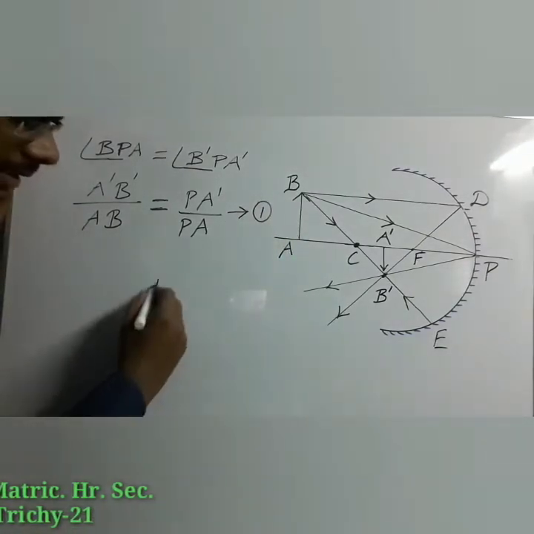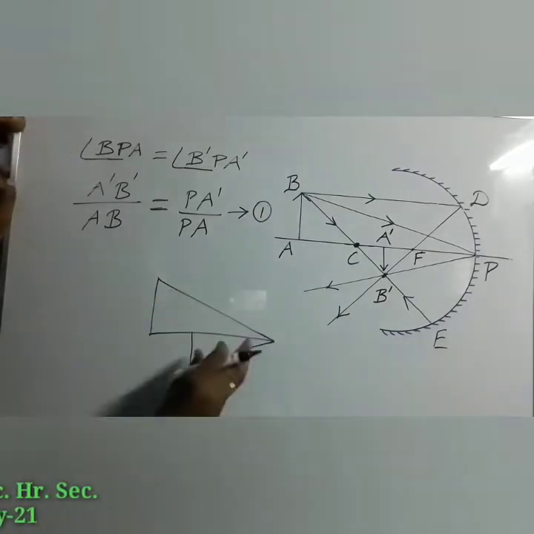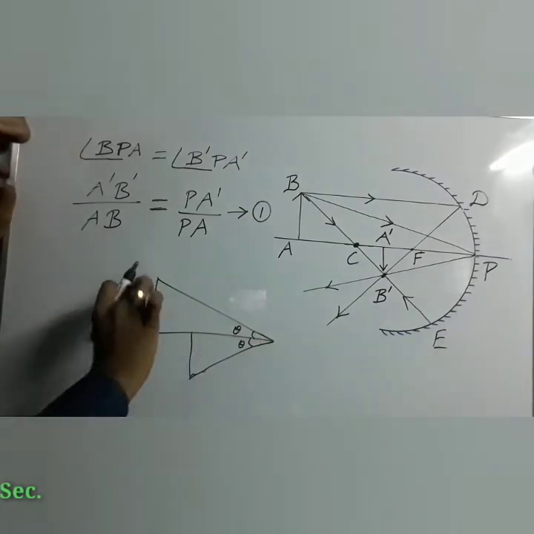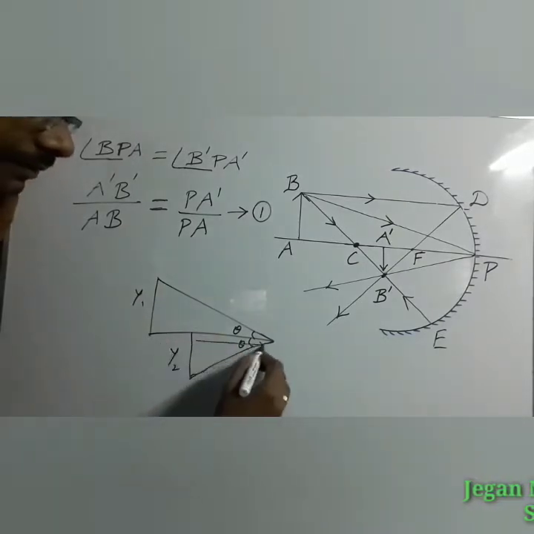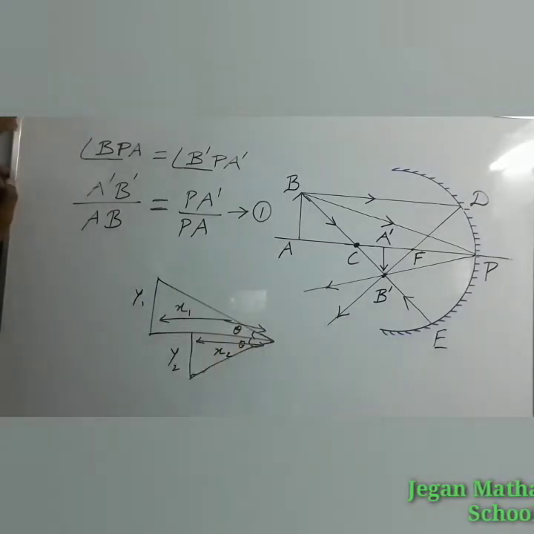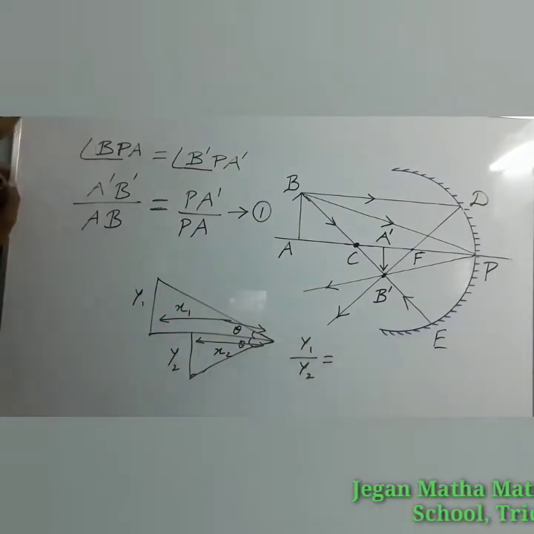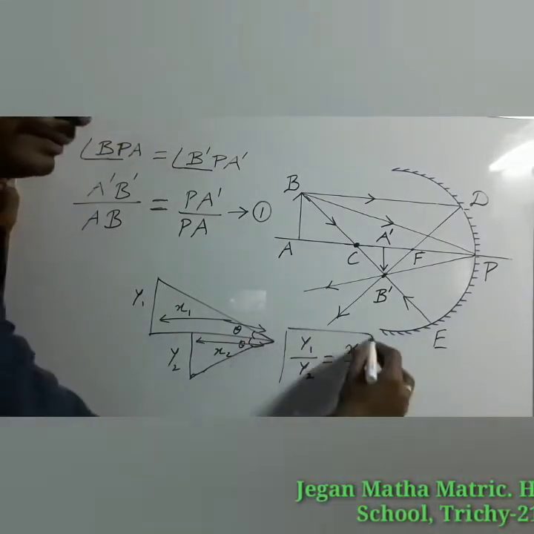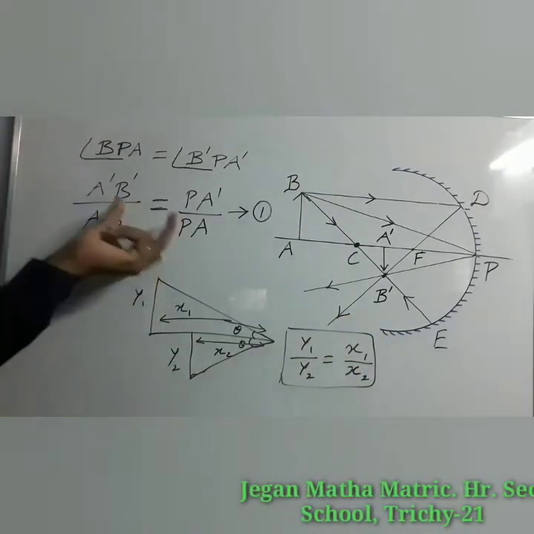For your understanding, let us take two triangles. Here one can be greater, another one smaller, but both have the same angle theta. Let us assume this length as y1, here it is y2. The horizontal lengths can be taken as x2 here and x1 here. The ratio between the vertical lengths y1 by y2 must be equal to the ratio between the horizontal sides. Since the angle is equal, the ratio between the sides must be equal. So the same thing we have applied here.